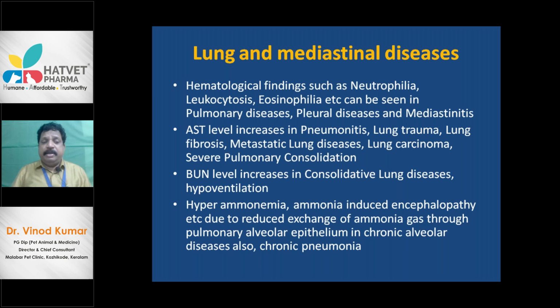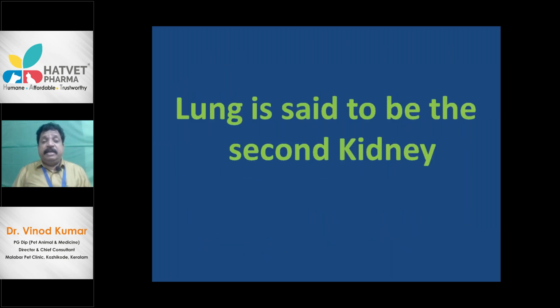Got it? Okay. So hyperammonemia and ammonia-induced encephalopathy, etc., occur due to reduced exchange of ammonia gas through the pulmonary alveolar epithelium in chronic alveolar diseases also, such as chronic pneumonia. So just keep in mind that a chronic pulmonary disease can cause hyperammonemia and a hike in NPN substances. That is why the lung is said to be the second kidney. Got it? The lung is said to be the second kidney.